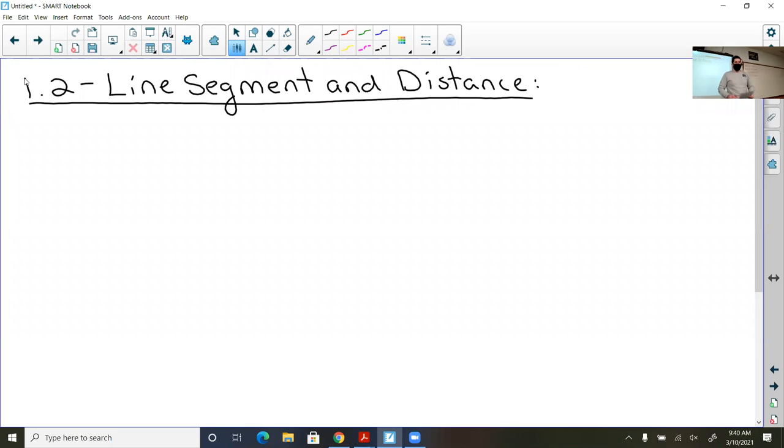All right, so as I said, this is going to be the first part of the notes. Now we're just going to be talking about line segments today, and then tomorrow we'll get more into finding the distance between two points. So this is probably the easier of the two days, but we'll take it bit by bit and go from there.